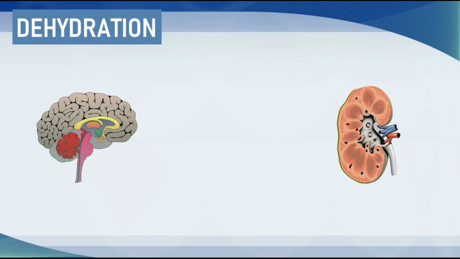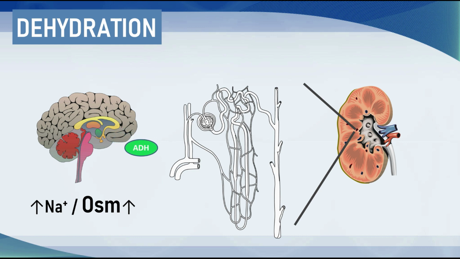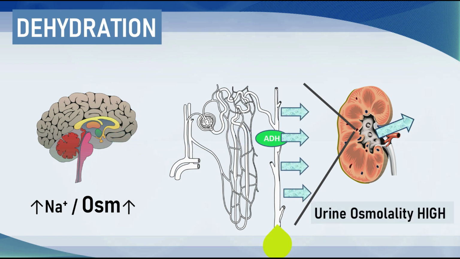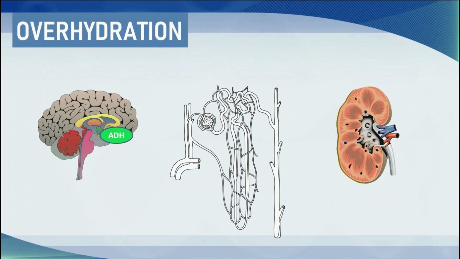In the setting of dehydration, that is, inadequate water intake or excess water loss, the plasma sodium and serum osmolality increase. The brain secretes antidiuretic hormone, and this causes water retention in the distal tubule and in the collecting ducts and results in a reduction in the urinary output. That urine is highly concentrated, so the urinary osmolality must be high. How high? More than 100 milliosmoles per kilogram.